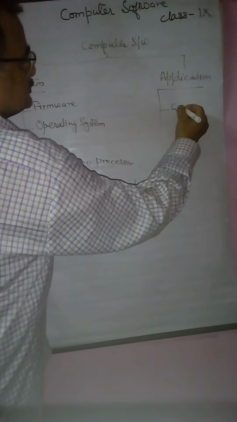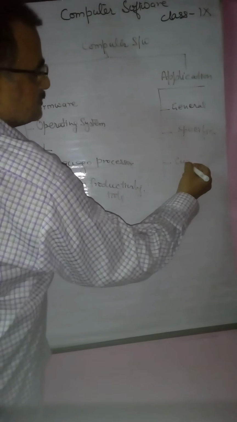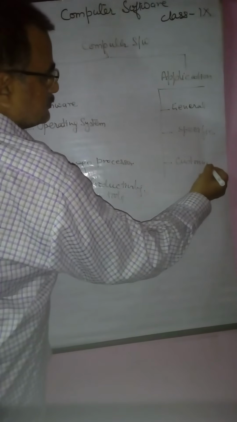Whereas application software is of three types: general purpose, specific purpose, and third is customized software. So these are the categories of system software and application software.